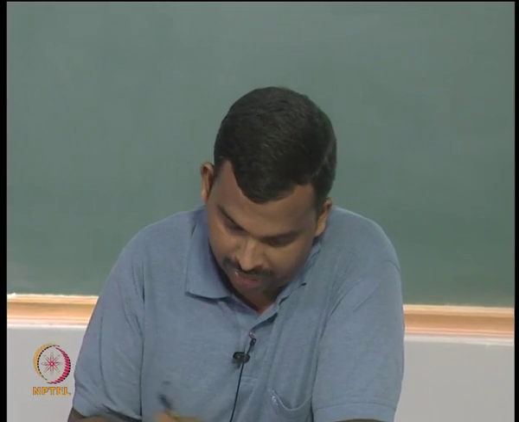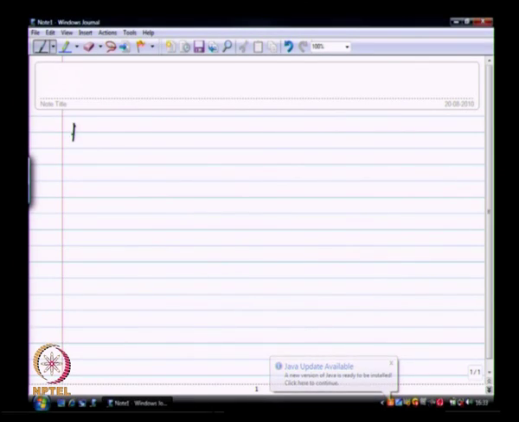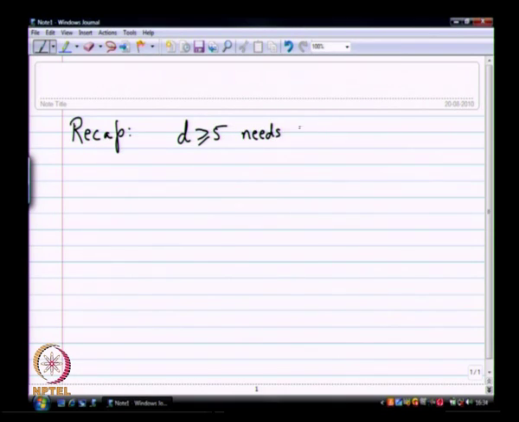So here's a brief recap of what we've been doing in the last class. Like I pointed out, if you want to get good codes with d greater than or equal to 5, you need to go beyond binary; you need fields beyond binary. That is the first observation. And I just told you and you believed me, right? I didn't really prove it or anything.